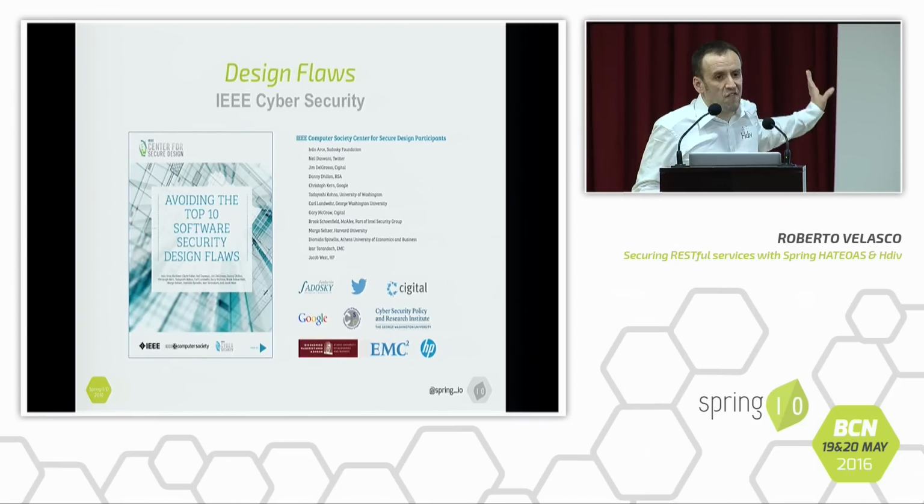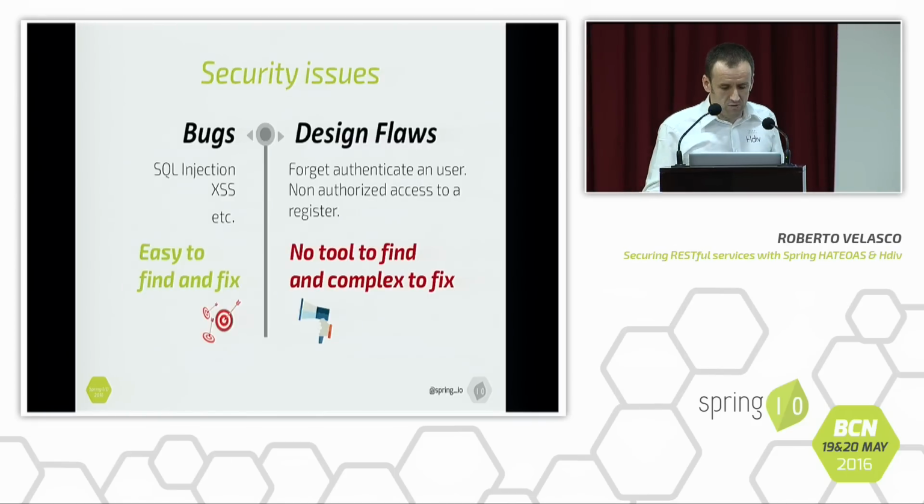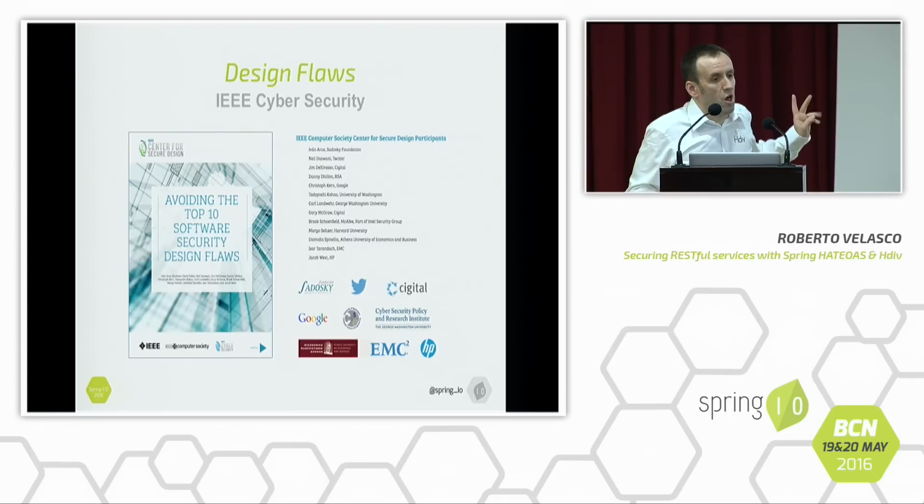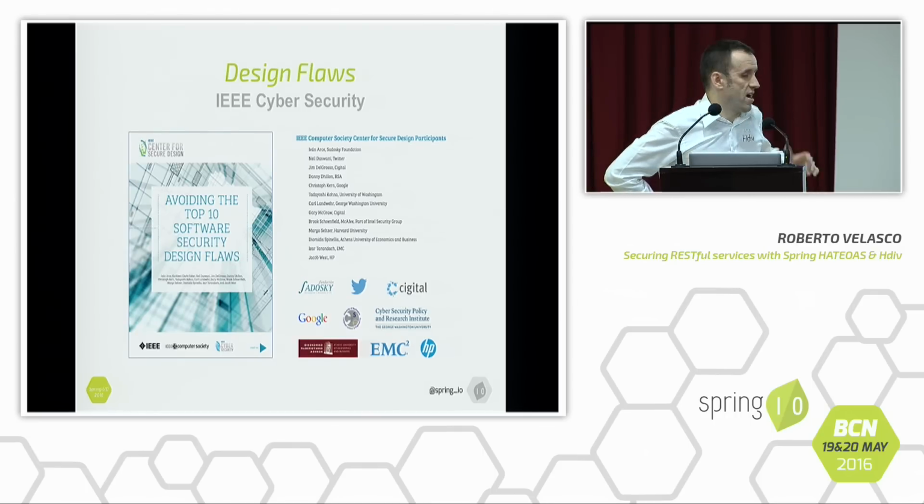As a reference, that is very interesting. When we talk about design flaws, we don't have too many references. This one is a new one that has been created by companies such as Google or Cigital, who have defined a top 10 of security design flaws. It's similar to the OWASP top 10, but related to design flaws. We don't have time to review it today, but if you have time, it's interesting to review it.